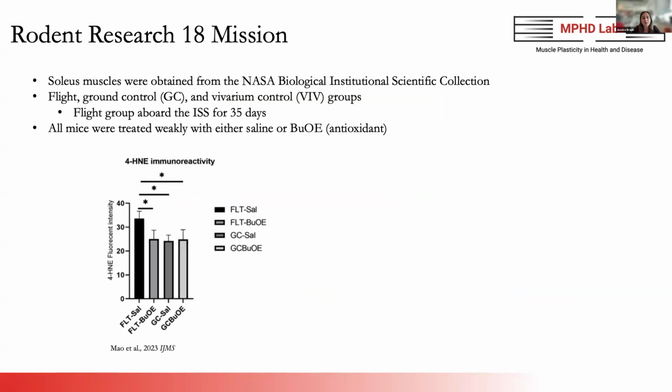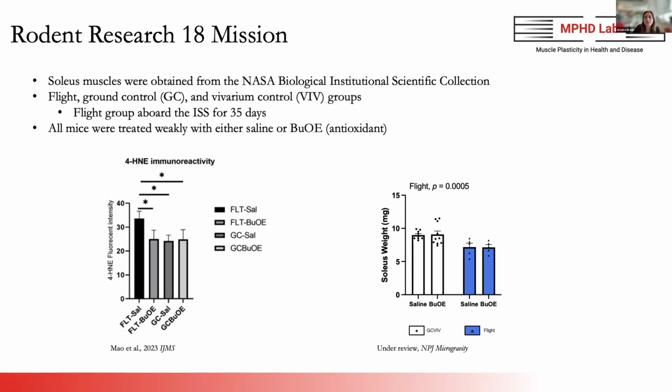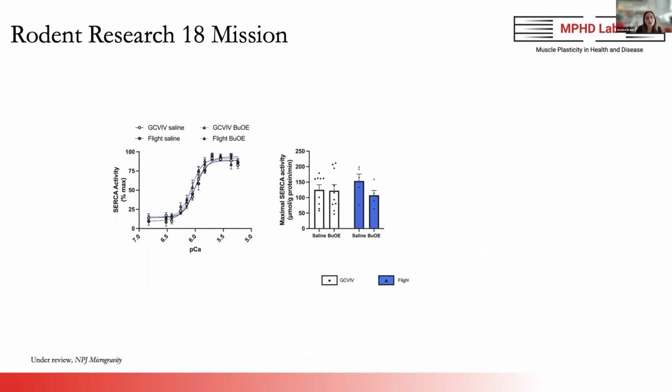Now, importantly, a recently published paper using retinal tissue from these mice did indeed demonstrate that BuOE treatment was able to reduce 4-HNE content, which is a marker of oxidative stress. Now, in looking at soleus muscle weights, however, we only found a main effect of spaceflight reducing muscle weight with no beneficial effect of BuOE. Regardless of that, we still investigated SERCA function. This time we were looking at SERCA ATP hydrolysis ability rather than the calcium uptake assay, simply due to some limitations with sample preparation. We didn't see any effects of spaceflight or treatment on maximal SERCA ATPase activity.